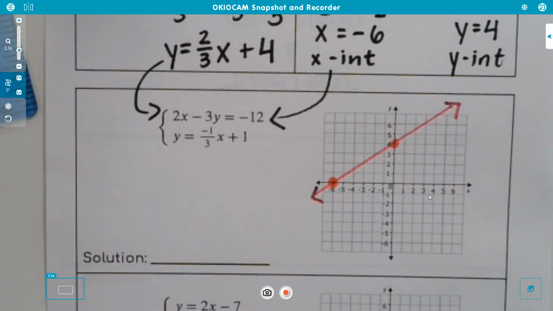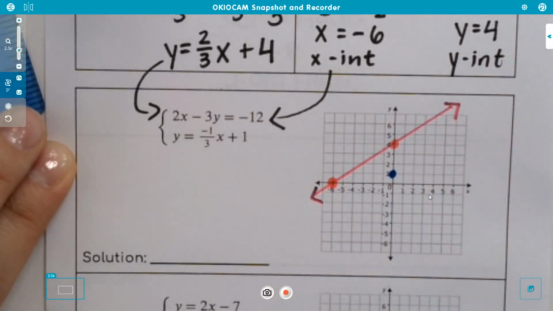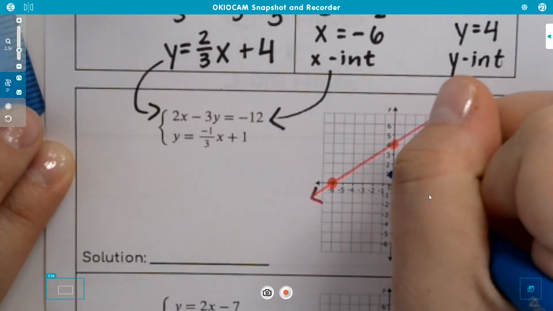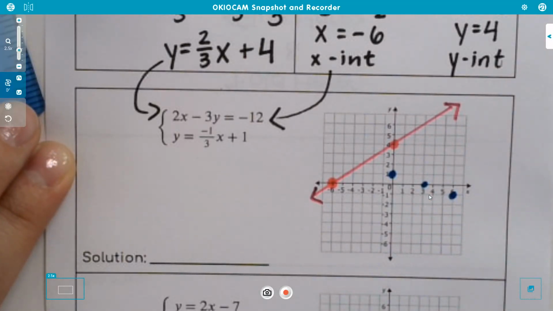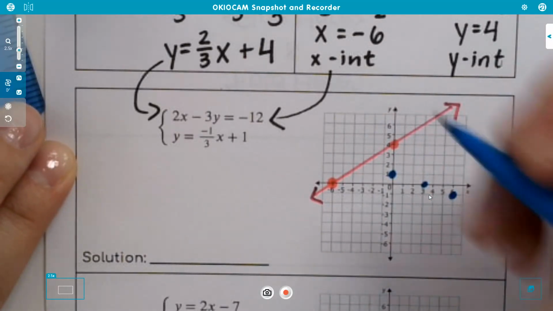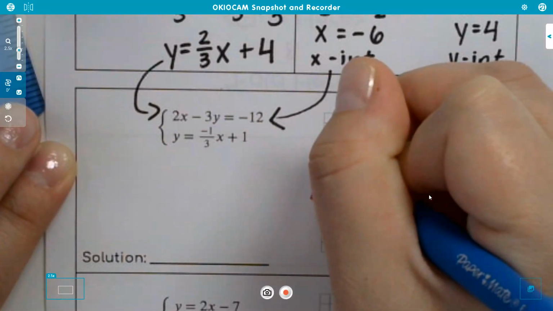It is y equals negative 1/3 x plus 1. So I'll start at a y-intercept of 1. I'm going to graph a slope of negative 1/3. So I'm going to go down 1, right 3, down 1, right 3. Haven't crossed yet, so I need to go up and to the left. So if I go up 1, left 3, that's where it's going to cross, up 1, left 3.